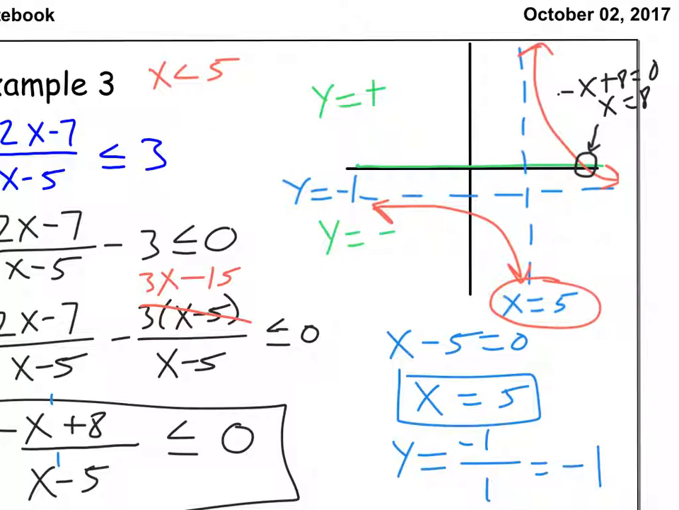And here's what it tells me, the other part of my solutions. And it does say less than or equal to 0. So notice on the second one, I'm including 8. If you plug 8 into our function, you're going to get 0. And it says to include that, less than or equal to 0. So x is less than 5 or greater than or equal to 8.